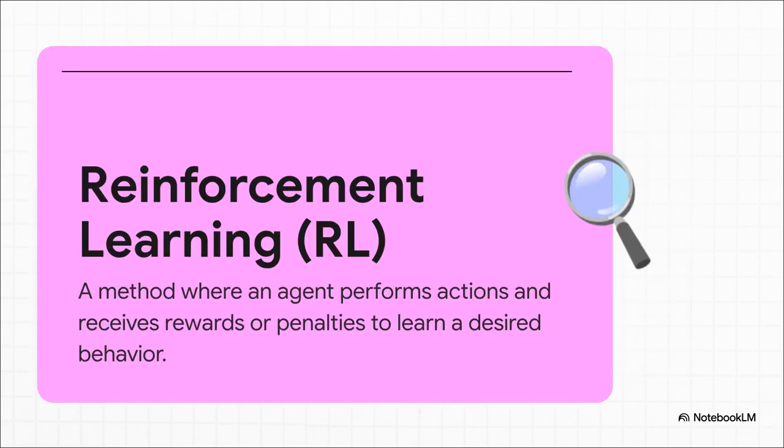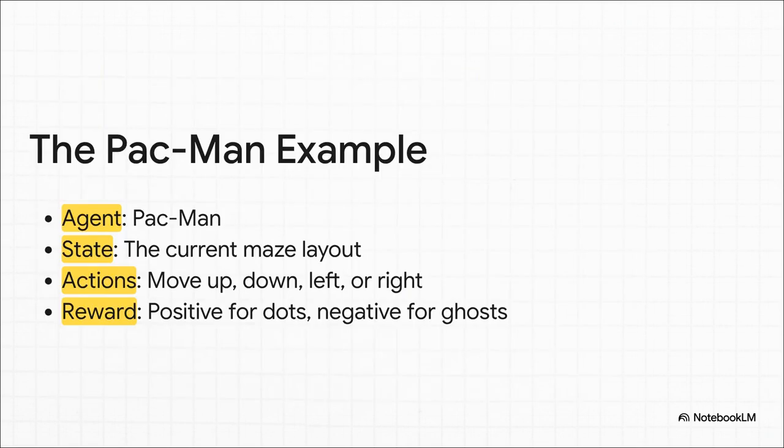So what is reinforcement learning, or RL? It's basically a way of training through trial and error. An agent, which in our case is the AI model, tries to do something, and then it gets either a reward or a penalty. Pretty simple, right? A perfect way to think about it is a game like Pac-Man. Pac-Man is the agent. His actions are moving up, down, left, or right. When he eats a dot, he gets a little reward. When he hits a ghost, big penalty. The goal is to learn the moves that get you the highest score.